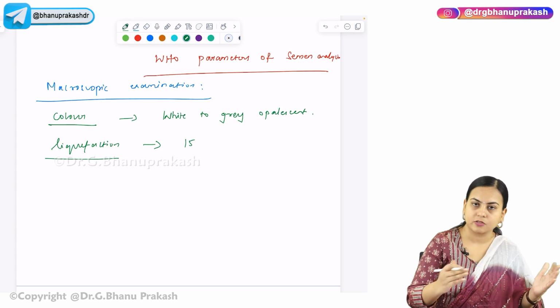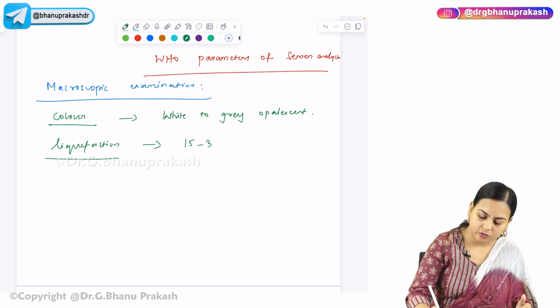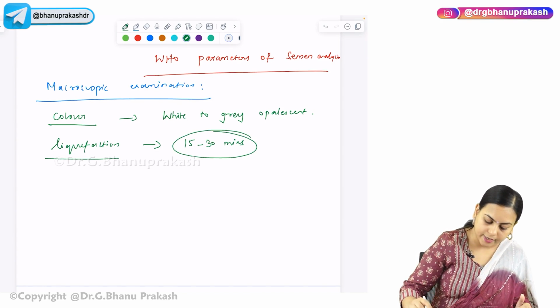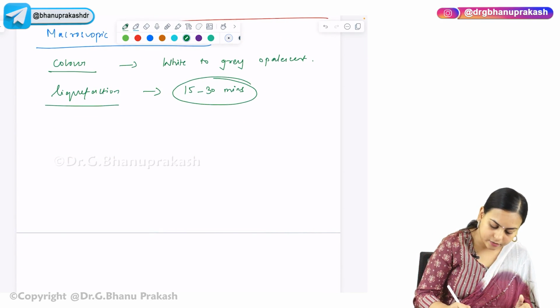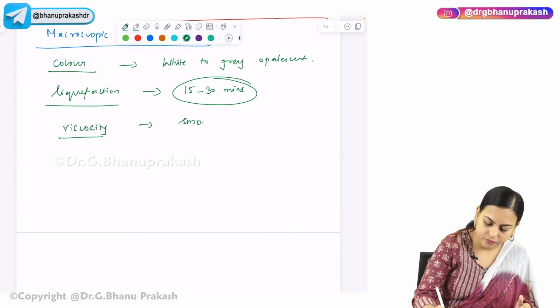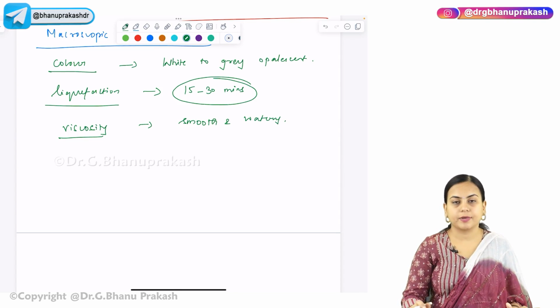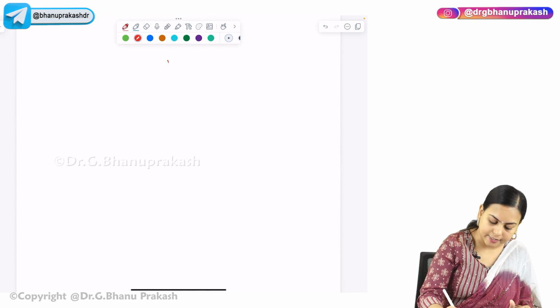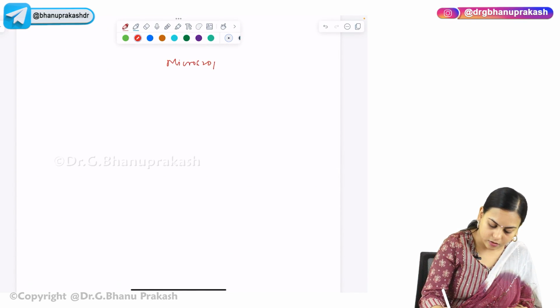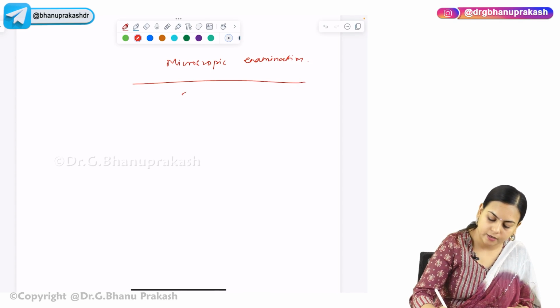So, here we can take plus or minus 15 to 30 minutes while examining. And the next one is viscosity. Normal viscosity will be smooth and watery. So, this is how the macroscopic examination of the semen will be. Now, coming to the microscopic examination, here we have to know about the semen parameters, which is very important.